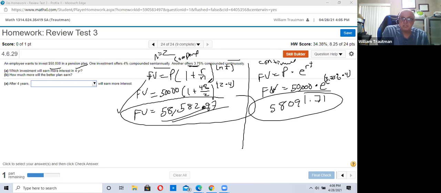So if you notice, this one will give you more money at the end. It's 4%. Even though this is 3.75 compounded continuously, this is only semi-annual. The interest rate ends up giving you more money. I'm not going to answer the question.